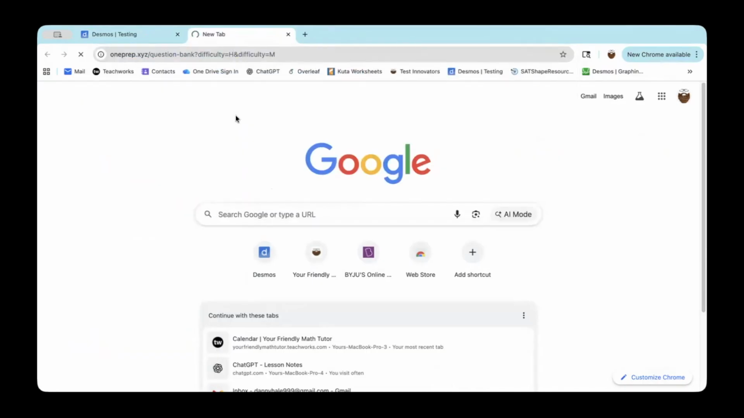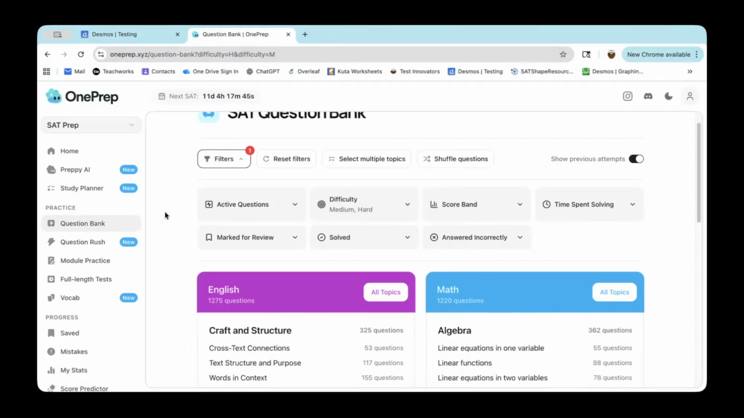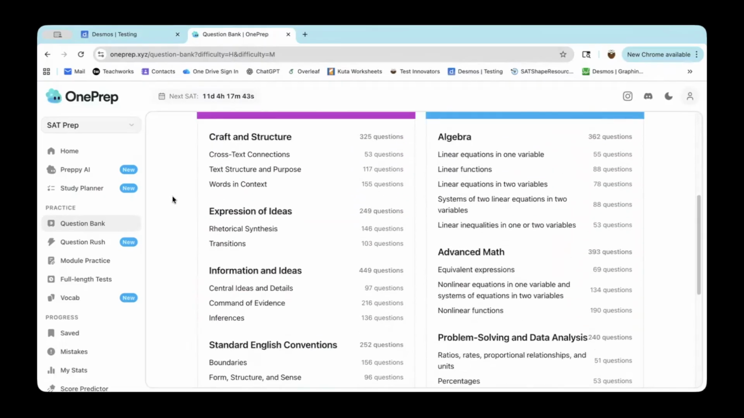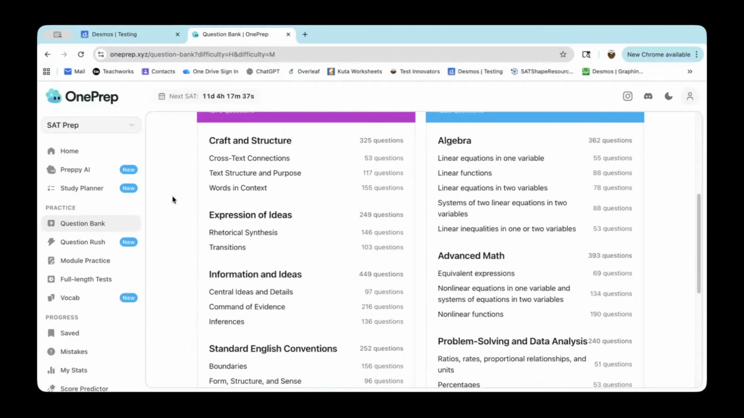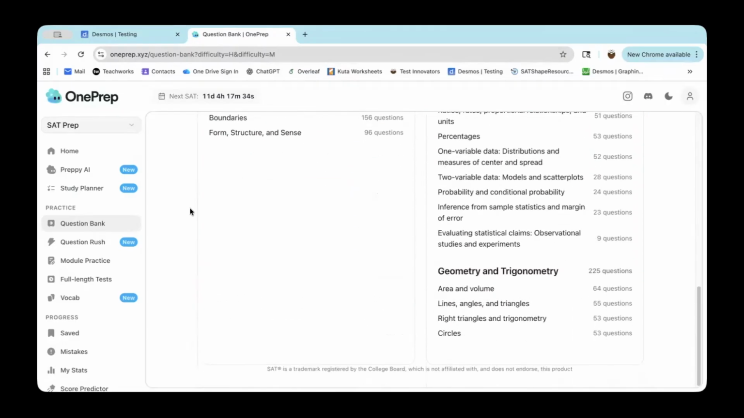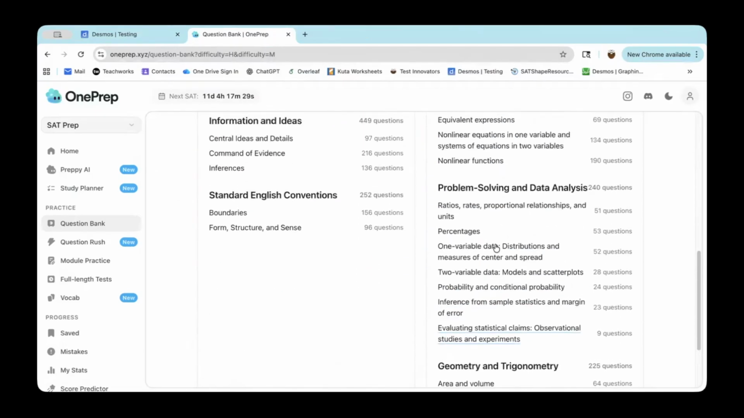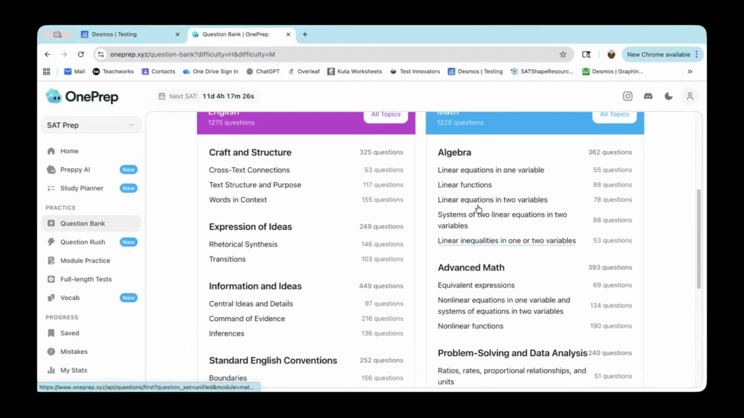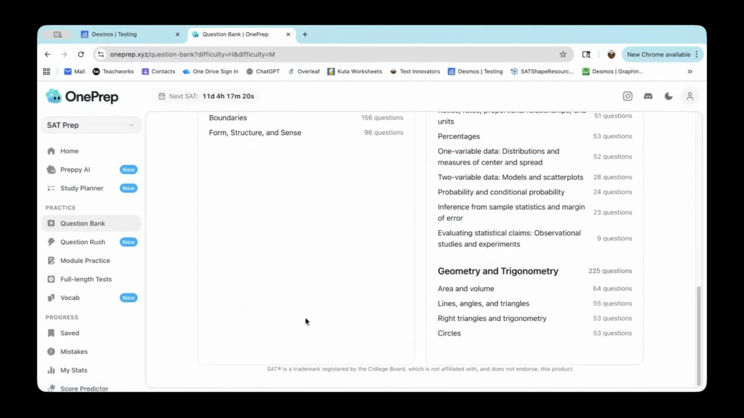So if you go to it's oneprep.xyz, and it's this completely free SAT question bank. And it's just a whole bunch of problems from College Board and Princeton Review. And then you could find any type of problem. So you could do, I don't know if they have quadratics as a topic, but I'll show you what I did for the area and volume.